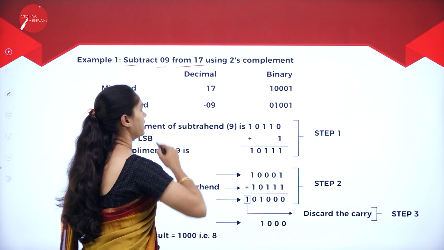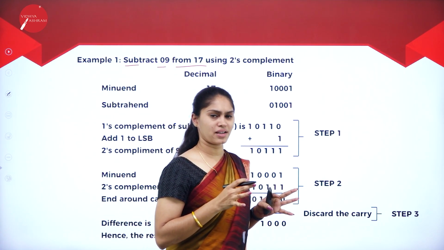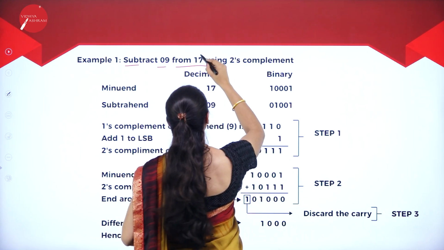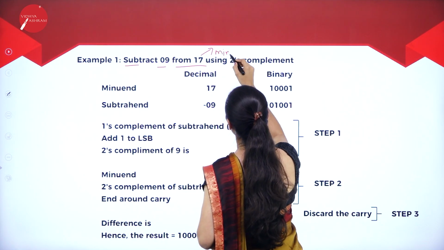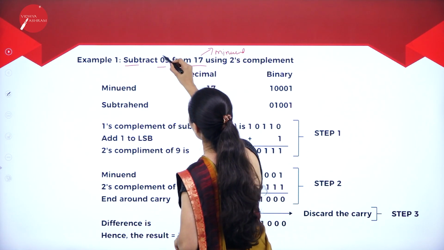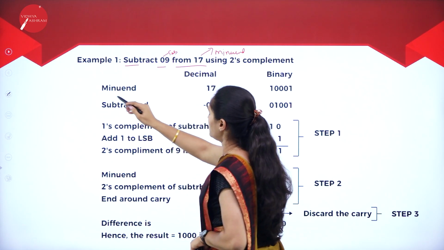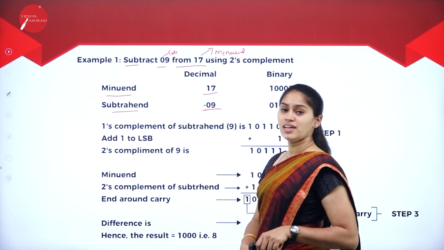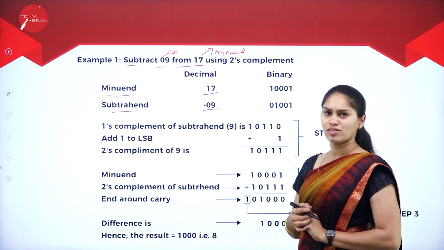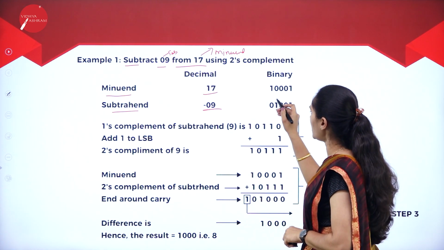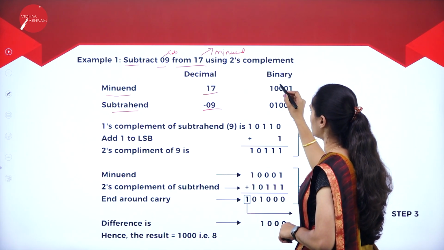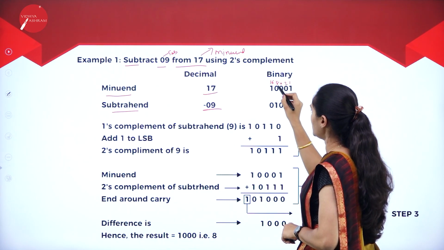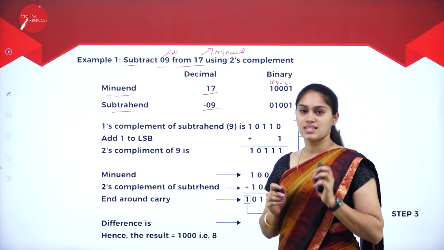Subtract 9 from 17 using twos complement. Subtract 9 from 17. That is, 17 will be the minuend value and 9 will be the subtrahend value. So let me write: minuend is 17 and subtrahend is 9. Then what is the equivalent binary value of 17? That is 10001. I am going to take 16 and 1, and adding 16 and 1, we get 17.